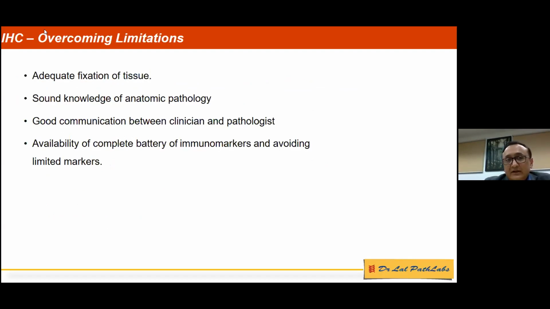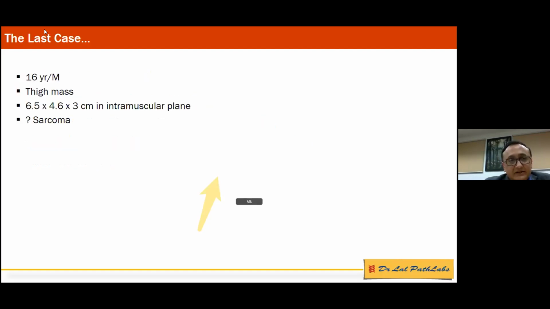So how to take care of that is adequate fixation, which is the most important thing that will help us. So fixation has to be adequate. Fixation has to start immediately after the surgery, as soon as the tumor tissue is removed from the body. Sound knowledge of anatomic pathology, good communication between clinician and pathologist. Can talk hours for that. Availability of complete battery of immunomarkers and avoiding limited markers. These are the keys to avoid these limitations.